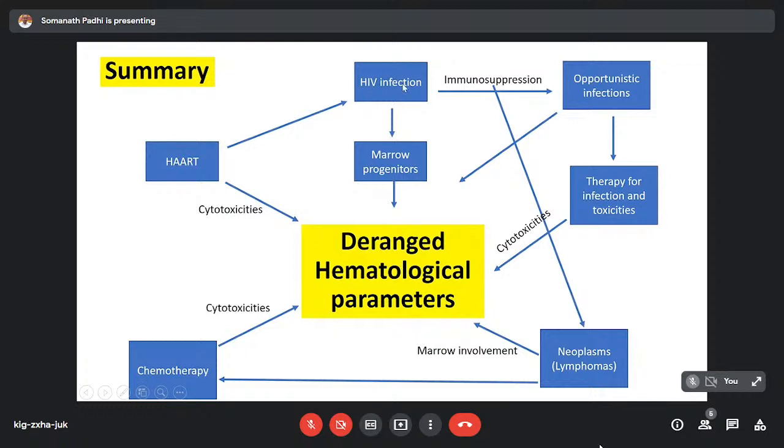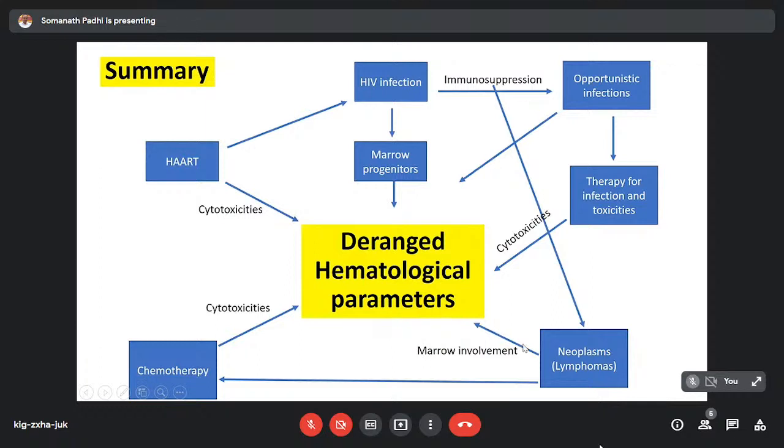HIV is a state of immunosuppression, and immunosuppression, as I discussed just now, is a risk factor for development of neoplasms, that is lymphomas. And lymphomas may produce cytopenias or secondary hematological abnormalities secondary to marrow involvement by AIDS related lymphomas, or any lymphomas can also have a high propensity of marrow involvement, suppressing hematopoiesis.